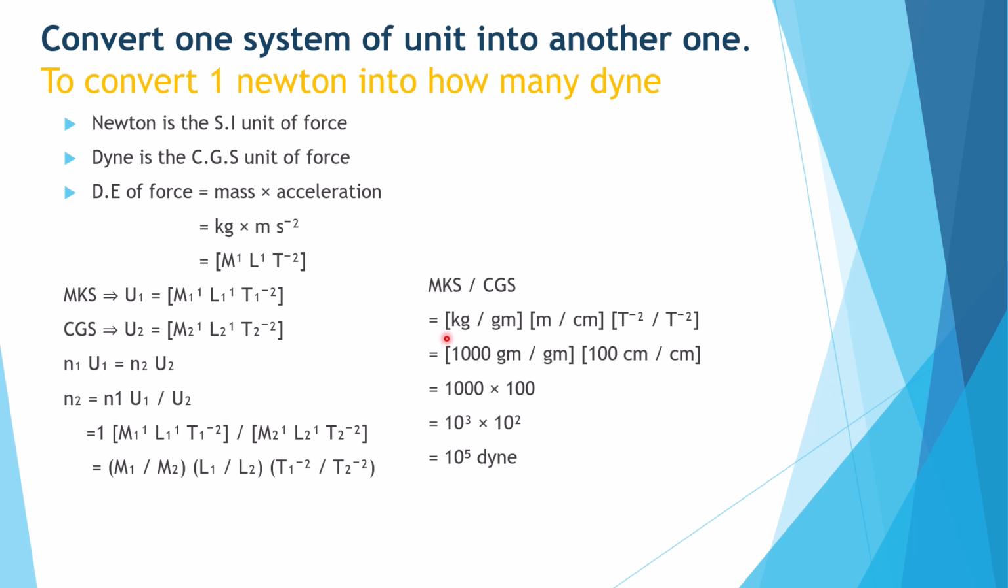Then next, 1 kg is equal to how many gram? That is 1000 gram divided by gram. Then 1 meter is equal to how many centimeter? That is 100 centimeter divided by centimeter. Centimeter will get cancelled, and gram will get cancelled. So remaining, that is 1000 into 100. So we can write it as 10 to the power 3 and 10 to the power 2. So add the powers, that is 10 to the power 5 dyne. So you will get 1 Newton is equal to 10 to the power 5 dyne.